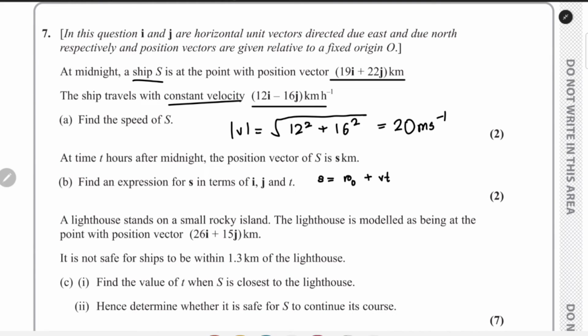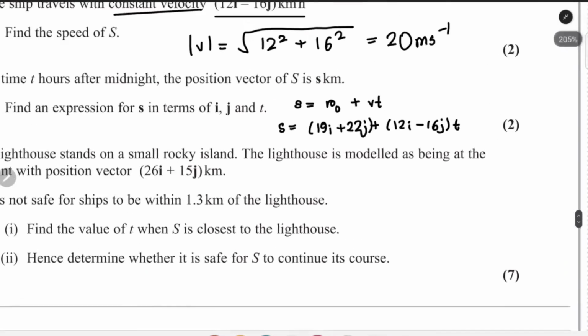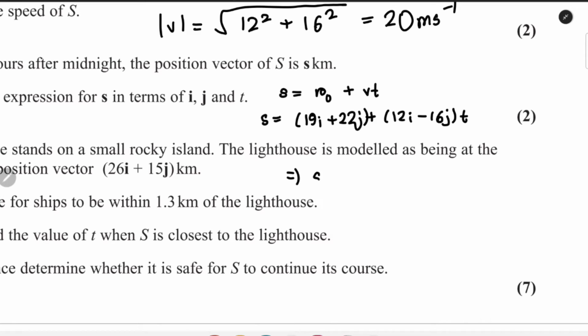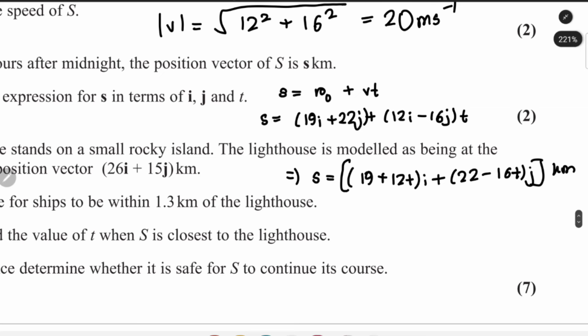So here r naught, or the initial position vector, is the position of the ship at midnight, which is given. So S equals r naught, which is 19i plus 22j, plus the velocity vector 12i minus 16j times the time t. So S will be (19 plus 12t)i plus (22 minus 16t)j kilometers. So this is the vector S.